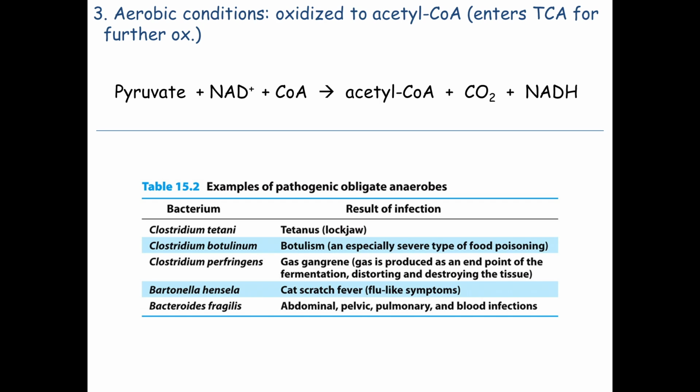Bartonella, which is cat scratch fever, and Bacteroides fragilis, which causes blood infections and abdominal pain. So all these organisms do this anaerobic metabolism. In the absence of oxygen, this is how they regenerate their NAD+. So these are very bad infections.